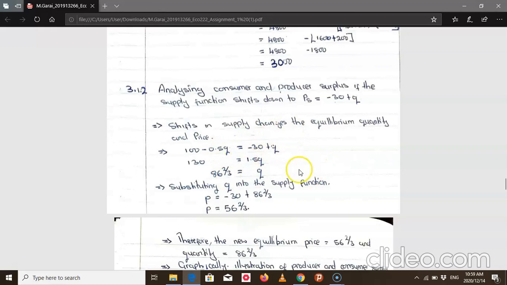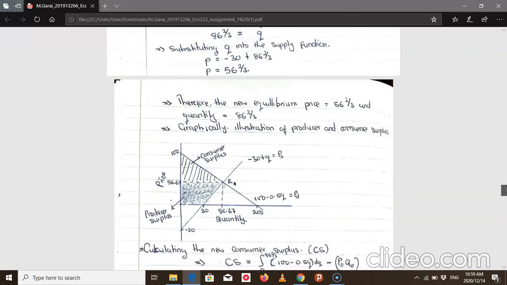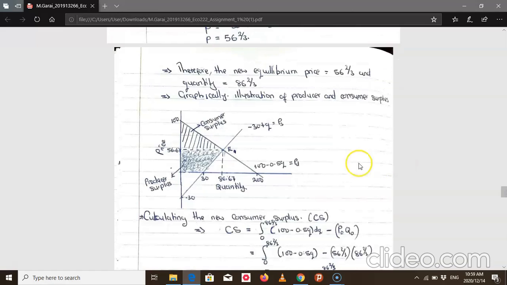We calculate the new equilibrium point, with Q equal to this and P equal to this one, because we've got the new supply function and the demand function is still the same. The demand function should be equated to the new supply function. Then after calculating the new equilibrium point, I try to draw it for you. So if we draw, now our equilibrium point has a price of 56.67 and a quantity of 86.67. And now we do the same: we calculate the consumer surplus.